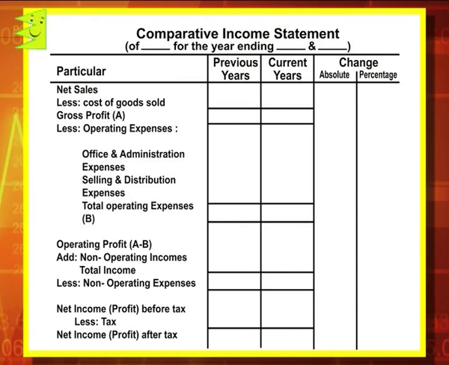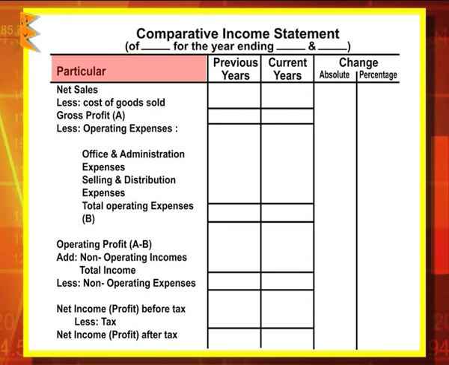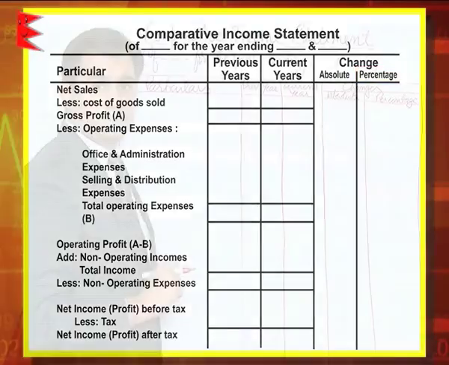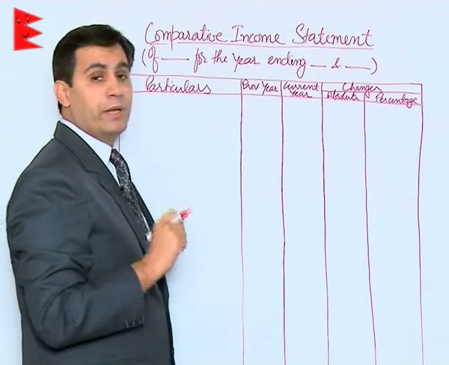Now coming to the format, we have particulars column wherein all the particulars which are being compared would be entered. Then we have a column for previous year figures, current year figures, and the last two columns here represent changes. These changes can be in absolute terms, that is in the terms of money, or the second column is for percentage changes, that is the percentage change represented by these absolute changes. Now students, the format goes like this.